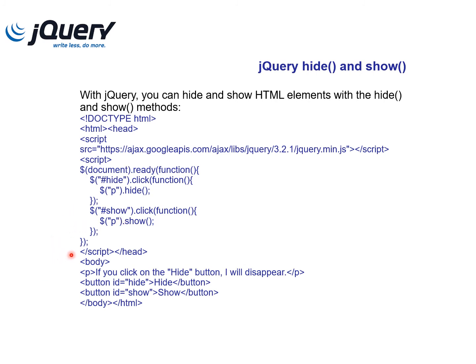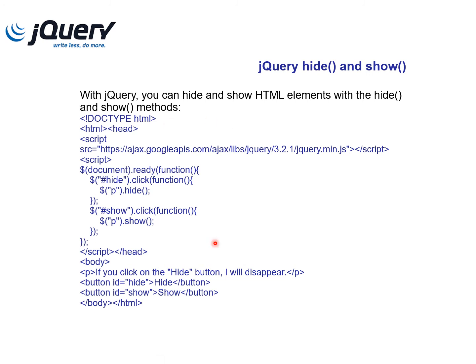Then the $("#show").click function, $("p").show. If any click happens on the HTML element with ID show, then all the paragraphs appear on the corresponding web page. Then the script is closed, head is closed, and the body contains a paragraph: if you click on the hide button, I will disappear. Here two buttons are there. One button has ID hide and the text hide on the button, and the other has ID show and its corresponding text. Body is closed, HTML is closed.